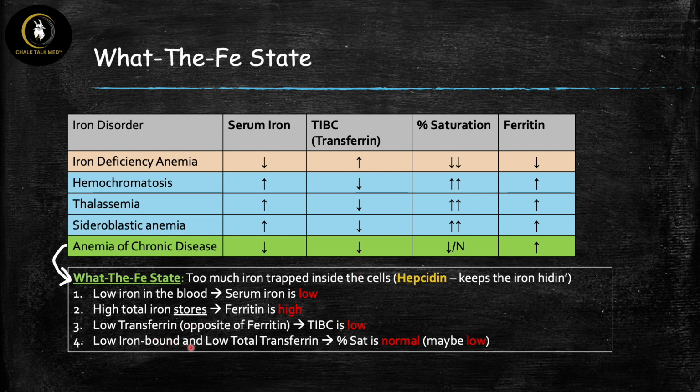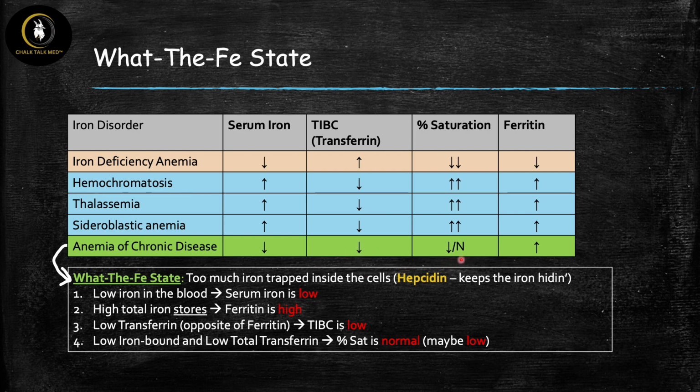And so the final part is the percent saturation. And this one, you might see it sort of stated differently in different tables. A lot of places just say this is normal, and that makes good sense because you're going to have a decrease both in the amount of saturated transferrin bound to iron as well as your total transferrin. That's going to be normal.